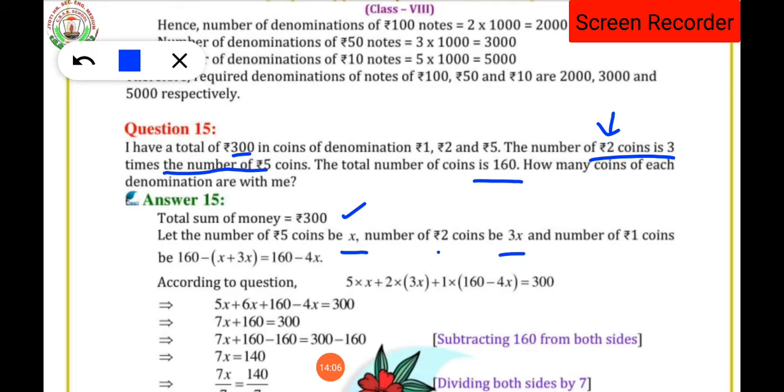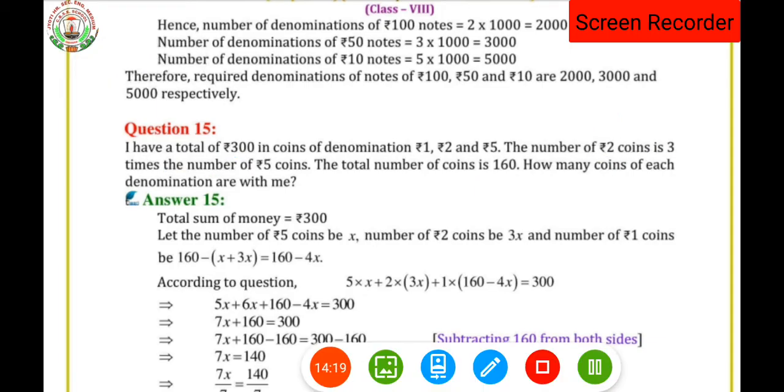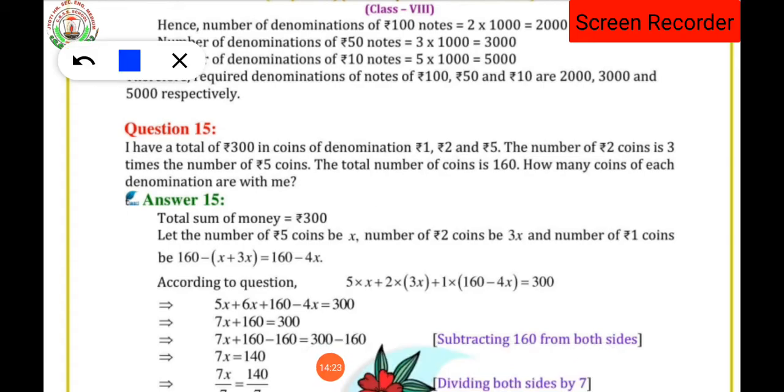Then the 1 rupee coins we are going to consider as 160 minus (x plus 3x), because the total is 160. x plus 3x will be 4x, isn't it? So it will become 160 minus 4x. This is the number of 1 rupee coins. So the number of 5 rupee coins is x, the number of 2 rupee coins is 3x and the number of 1 rupee coins is 160 minus 4x.